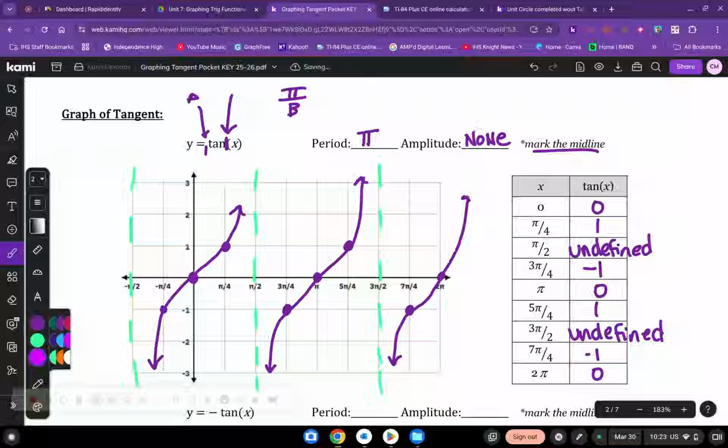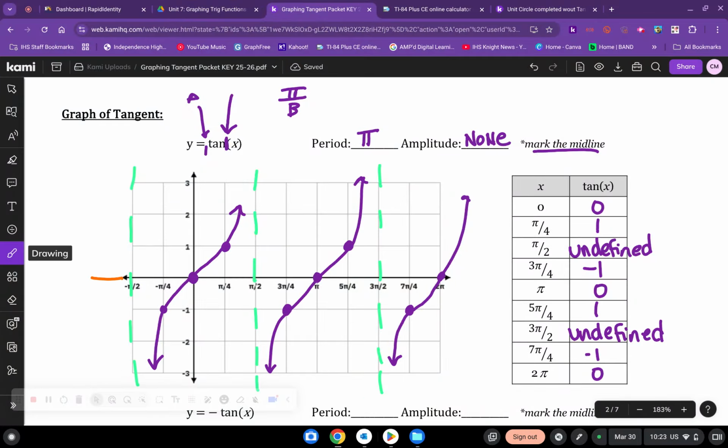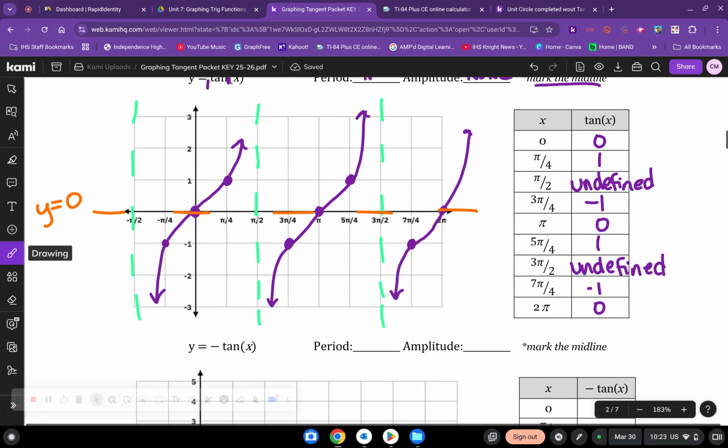Now let's go mark the midline like they've asked us to do. The midline is going to go through these points of inflection, and it would be y = 0. Okay, so now let's take a look at what happens if I have a negative in front.